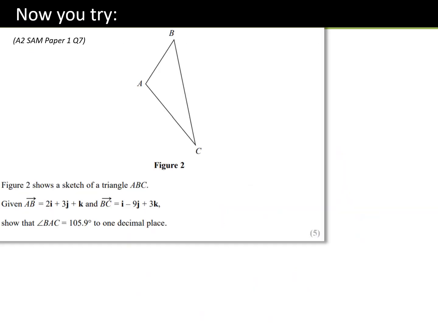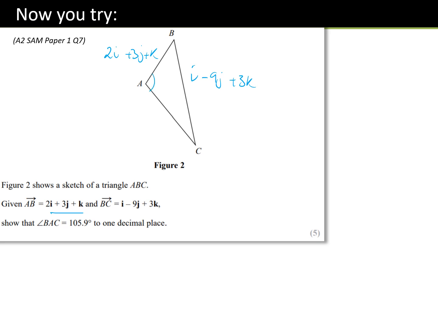So next in the booklet is one for you to try, so you can pause the video, see what you get. I'm going to carry on and work through it now. So you're told that A to B is this vector here, so I'll write it on. It's 2i plus 3j plus k. B to C is going to be i minus 9j plus 3k.